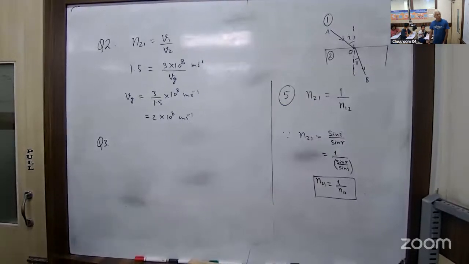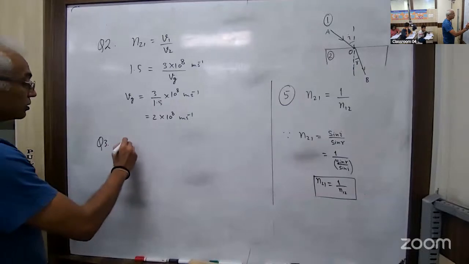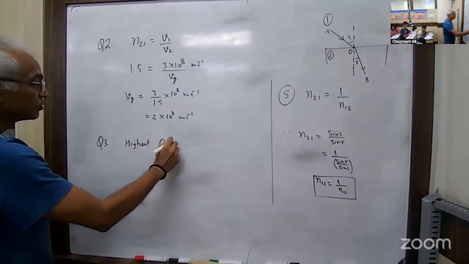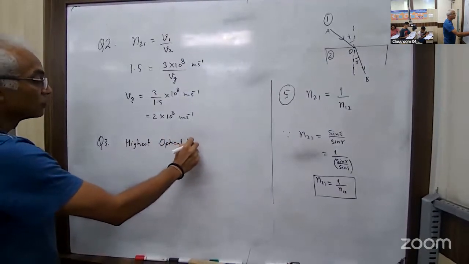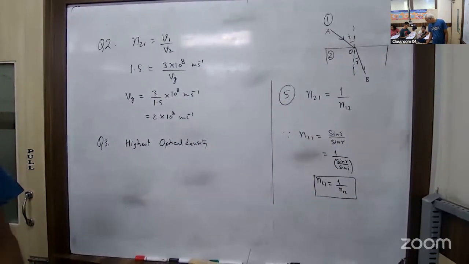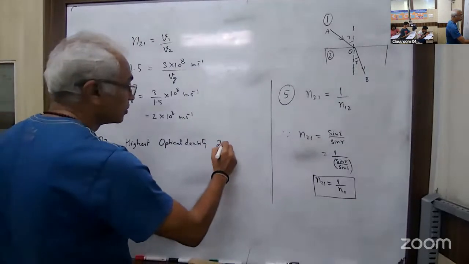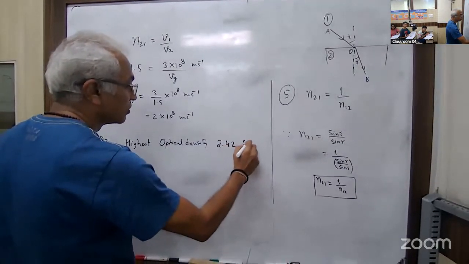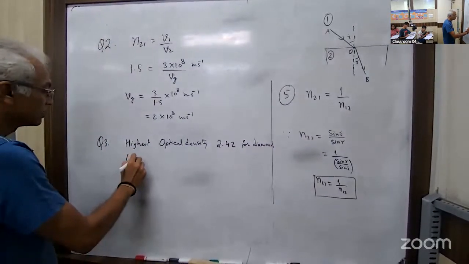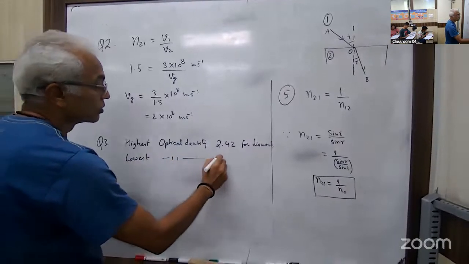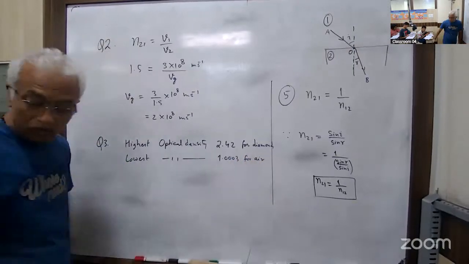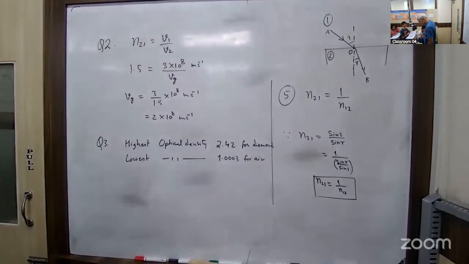Question 3, highest optical density. What is this? 2.54. 2.42. 2.42 for diamond. Lowest, whose is it? Air's, 1.000. For air. Okay, so this was a straightforward question.